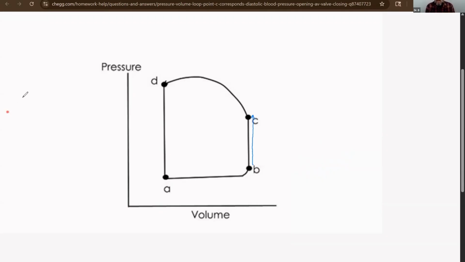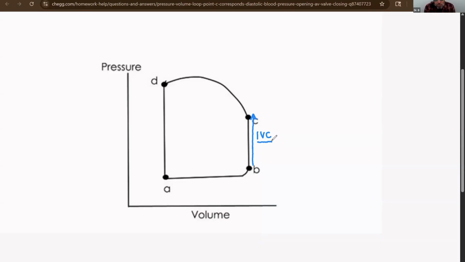Remember, whenever you have a phase that has zero volume change, right? That is we call that isovolumetric. It's the same volume. Iso means same, volumetric is measure of the volume, right? So that's iso, as Dom just wrote there, isovolumetric contraction is happening between B and C.